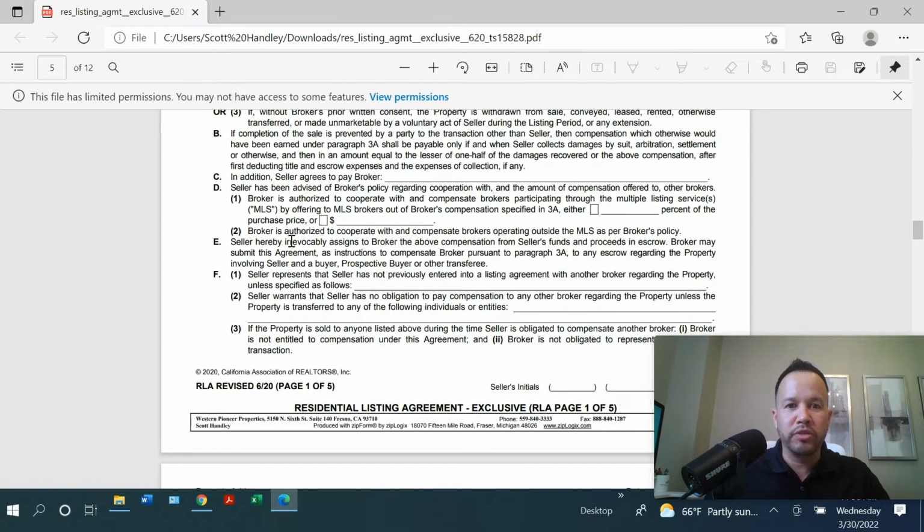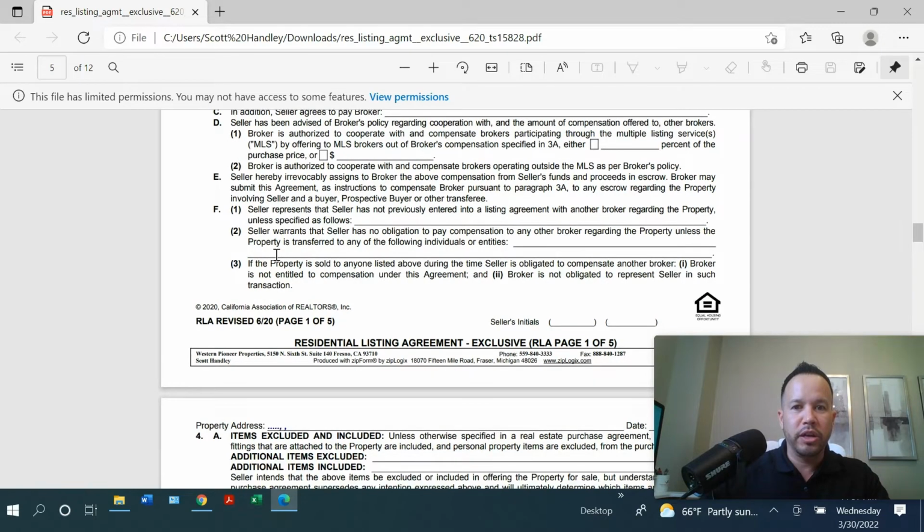2, broker is authorized to cooperate with and compensate brokers operating outside the MLS as per broker's policy. So basically stating a commission still will be paid even if they're not a member of the local Fresno MLS. Okay.